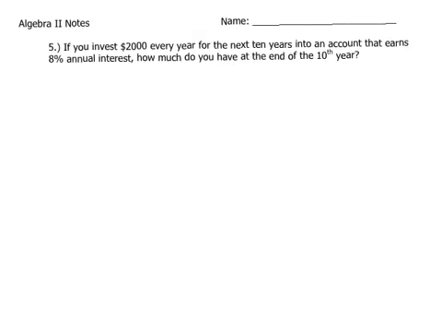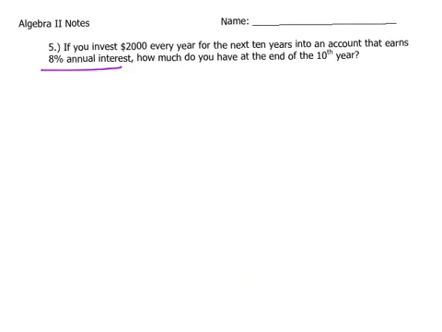Alrighty, if you invest $2,000 every year for the next 10 years, so every year you are also adding $2,000 more to it, you earn 8% annual interest. How much do you have at the end of the 10th year?